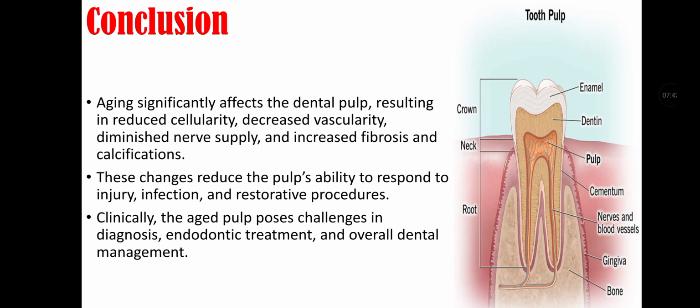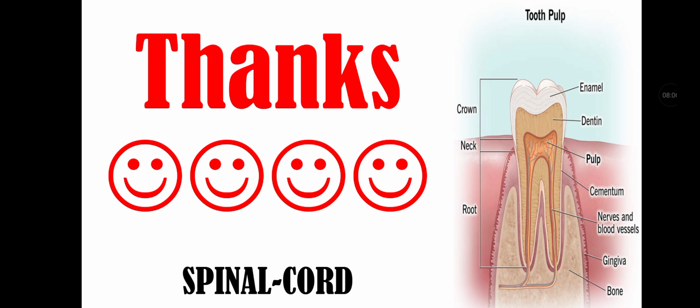Conclusion of this lecture video. Aging significantly affects the dental pulp, resulting in reduced cellularity, decreased vascularity, diminished nerve supply, and increased fibrosis and calcification. These changes reduce the pulp's ability to respond to injury, infection, and restorative procedures. Clinically, the aged pulp poses challenges in diagnosis, endodontic treatment, and overall dental management. And this was all about age changes in dental pulp.